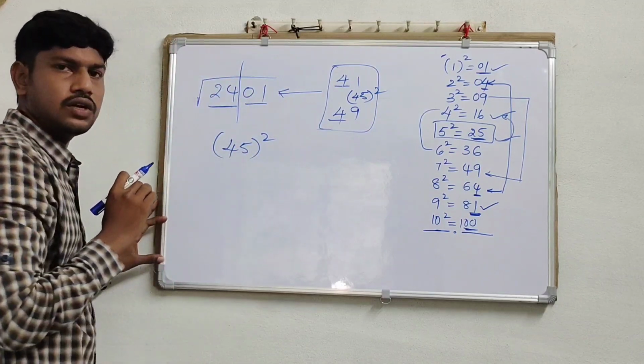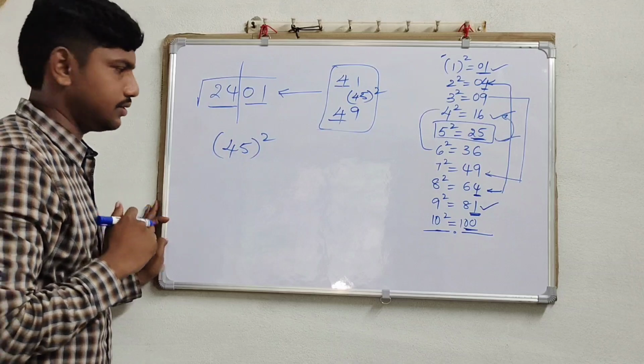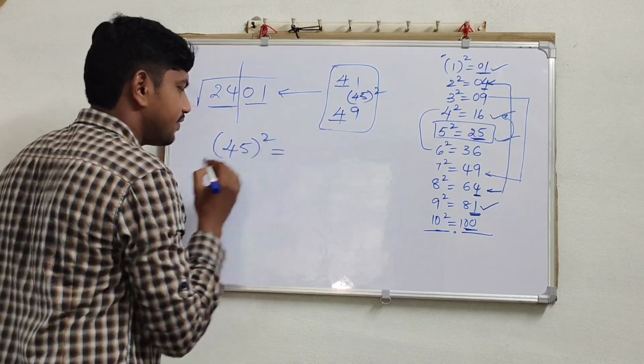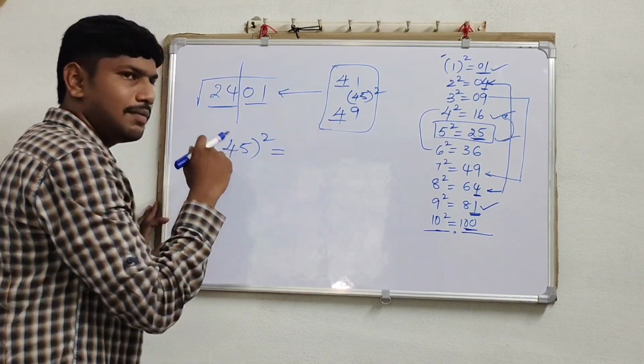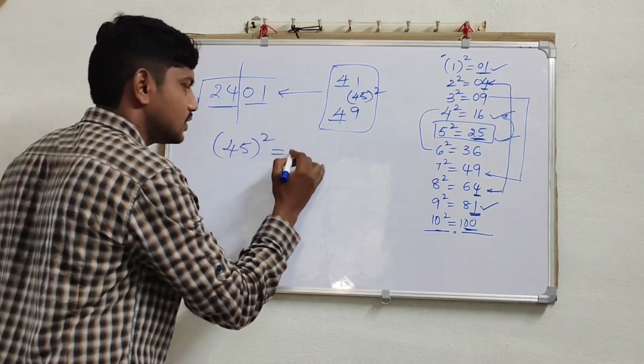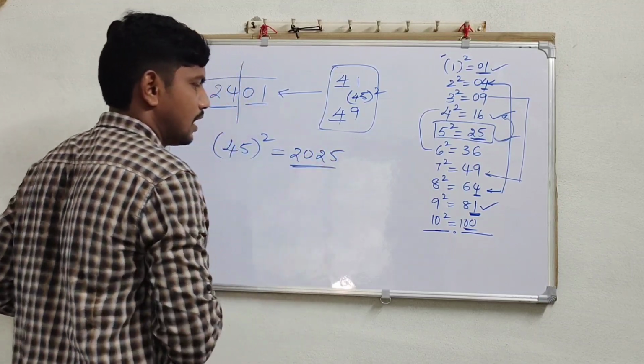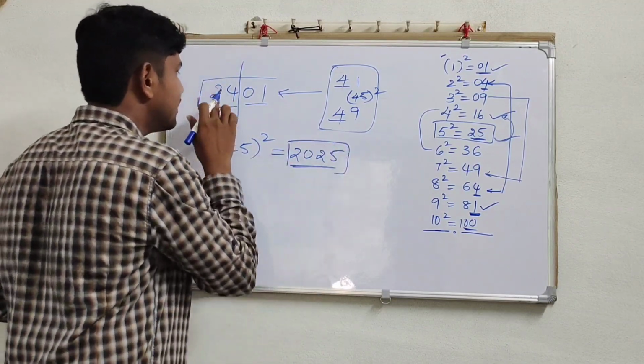The shortcut was also explained in previous videos, and I have given a link in the description. Please watch it. Then how to find 45 whole square? 4 after number is what? 5. I will multiply 4 by 5. 4 fives are 20 and 5 square is 25. So 2025. And this number we should compare with the given number.